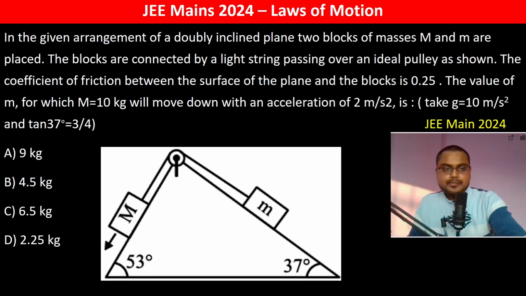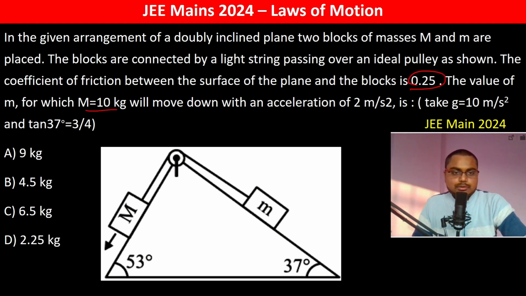In the given arrangement of a doubly inclined plane, two blocks of masses m and m are shown. The blocks are connected by a light string passing over an ideal pulley as shown. Ideal pulley का मतलब कि massless है और frictionless. The coefficient of friction between the surface of the plane and the blocks is 0.2. The value of m, for which the 10 kg block will move down with an acceleration of 2 meter per second square, is.